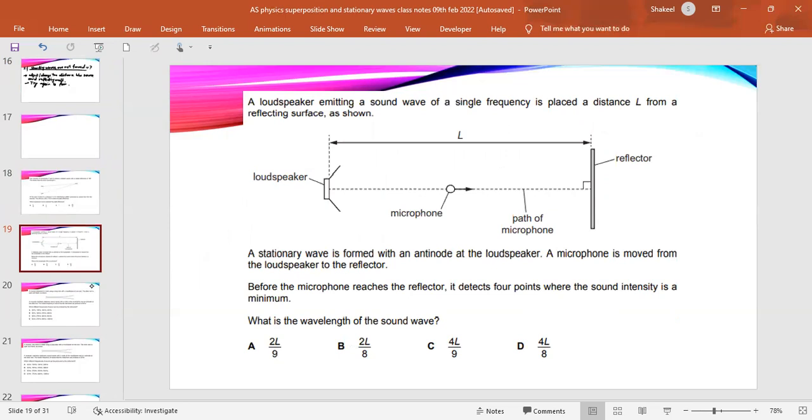Okay, so can you try this question? Both of you, try this.